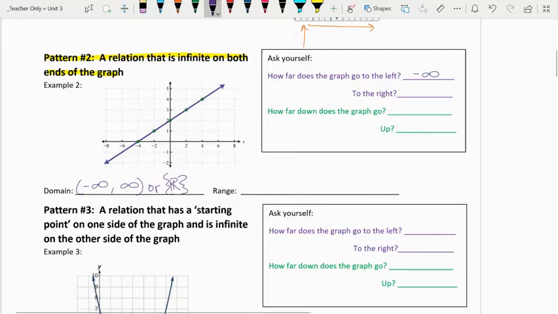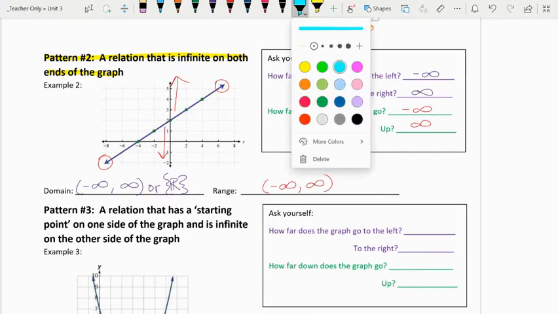So we know the domain is negative to positive infinity, and the next one, how far down does the graph go? Well, it's going to keep going down forever, which is -infinity. And what about how high up? Well, it's going to keep going on forever, which is +infinity. So negative to +infinity.